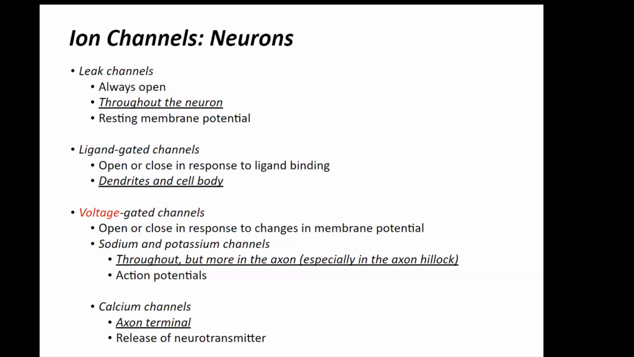The way we open it is we have some other molecule bind onto it. So in the example of graded potentials, we might think about a neurotransmitter binding to this ligand-gated channel. It opens and changes our membrane potential a little bit, producing one of those graded potentials. Correspondingly, the place that we're going to see those ligand-gated channels is the part of the cell that receives signals, which are the dendrites and the cell body.